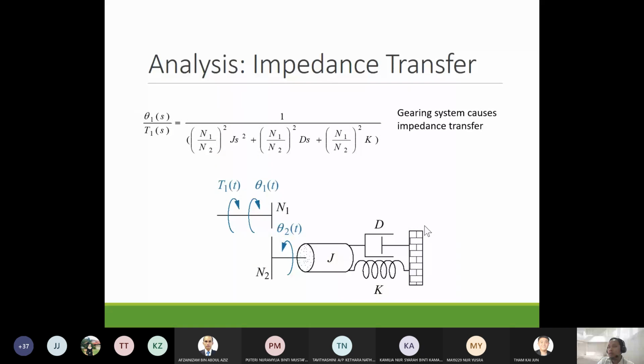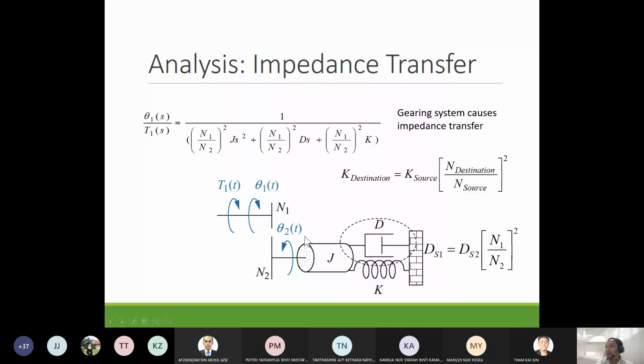Okay, so let's look at the damper. Using the same formula, to get this N1 over N2 squared times D, here we have damper D from theta 2. So theta 2 is the source, and theta 1 is the destination. To get D on the destination, you use this: K source is D, times N destination, sorry, N1, divided by N source. So N source is N2 squared. So here is your D destination, or D theta 1. So you get this value here.